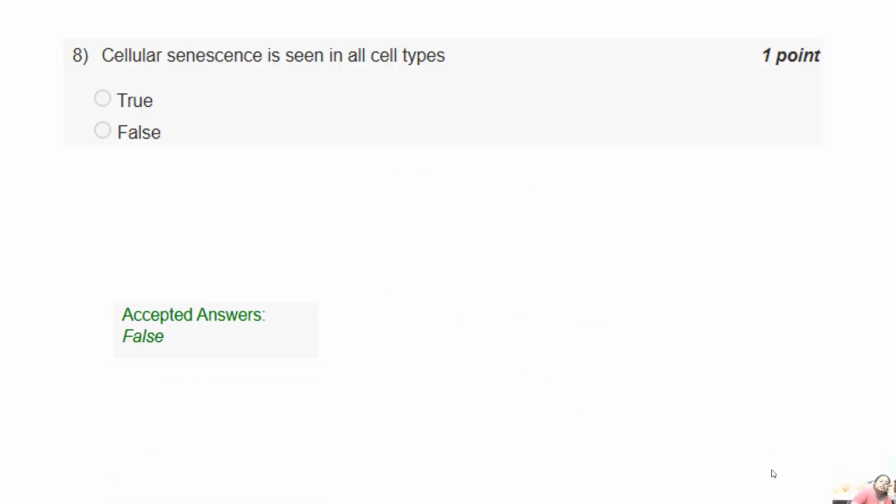So, senescence is seen in all cell types. The answer is false. If you have any questions, I'll wait for a few minutes and then I'll move on to the next question for today.